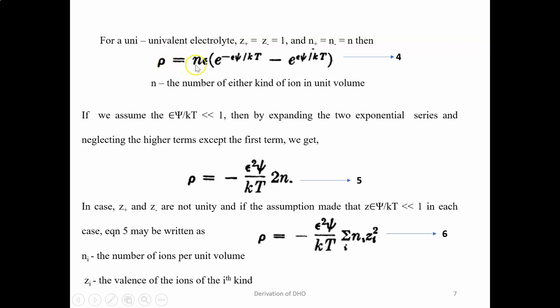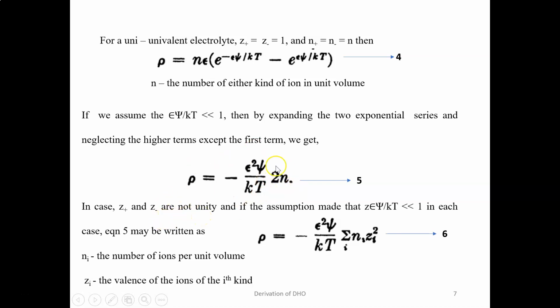So rho will be equal to n epsilon multiplied by [e^(-epsilon psi / kT) minus e^(epsilon psi / kT)], and this particular value, epsilon psi divided by kT, will be very much less than 1. So after expanding the exponential terms and neglecting the higher terms, you can get the relation rho equal to minus epsilon squared psi divided by kT multiplied by 2n.